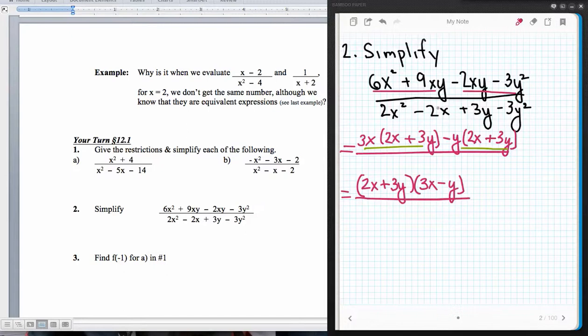Now let's go ahead and do the denominator on this one. Same thing. We're going to look at these two terms and these two terms. So from the first two, I'm going to take out a 2x. And that's going to leave me with an x and then minus 1. And then from these second two, I see that I have a 3y in common, so plus 3y. And from the first term, I'm going to be left with a 1. And then from the second term, I'm going to be left with a minus y.